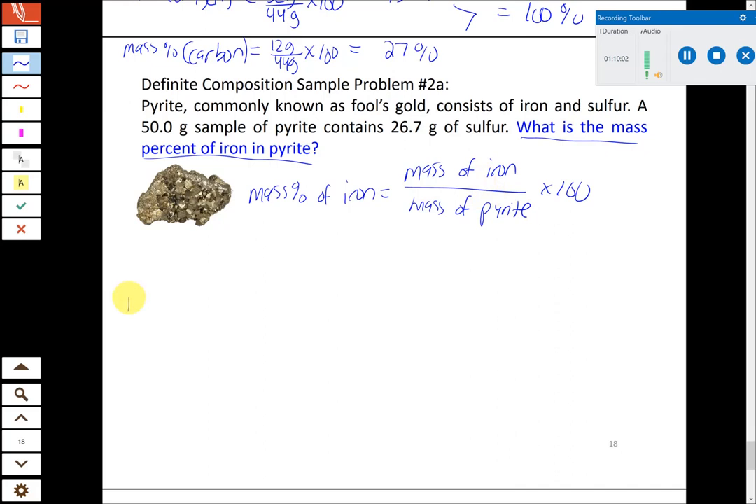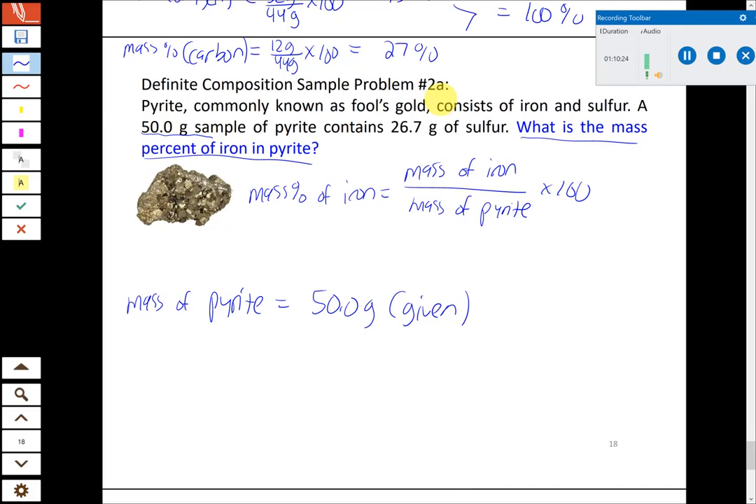So the one that's given to us is the mass of pyrite. In many cases, a lot of the information that we need to solve the problem will be directly stated for us. So the mass of pyrite, we have a 50-gram sample of pyrite, so there's our mass. So that number is given to us directly. We don't have to do any intermediate steps to figure it out. But the one that we don't have directly is the mass of iron.